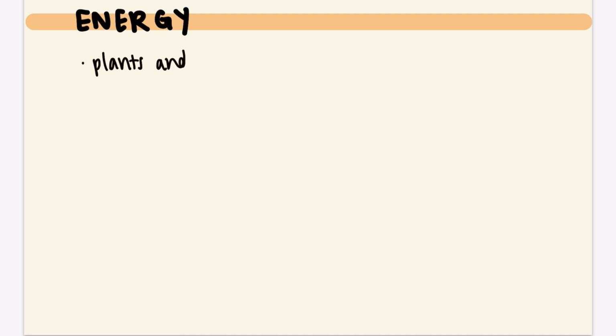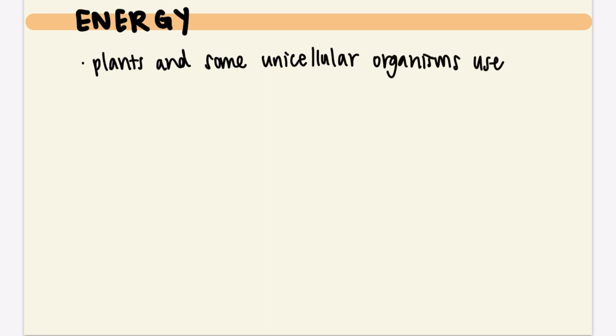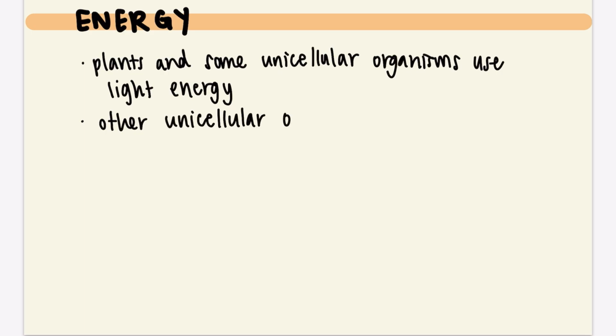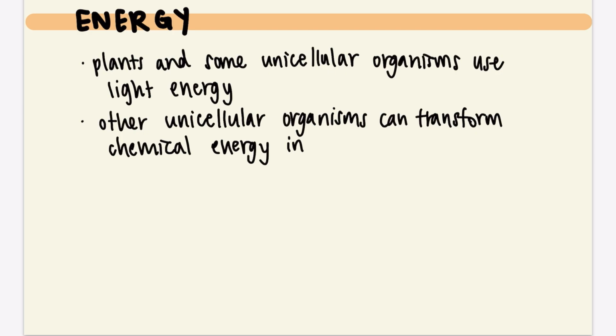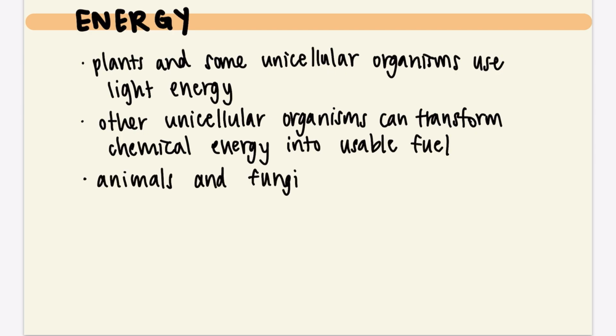The E stands for energy. Living things need energy to fuel their everyday functions. Most plants and some unicellular organisms can use the sun's light energy to make food and fuel their activities. Other unicellular organisms can transform energy in chemical compounds as fuel. Animals and fungi are organisms that cannot harness their own food, so they get energy by consuming other organisms.